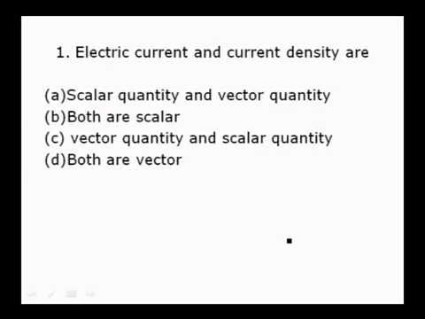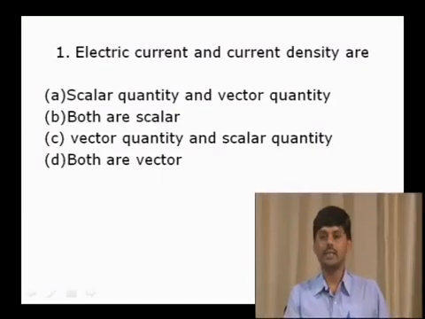Electric current and current density are, your options are: A. Scalar quantity and vector quantity, B. Both are scalar, C. Vector quantity and scalar quantity, D. Both are vector. I have discussed this in the synopsis.